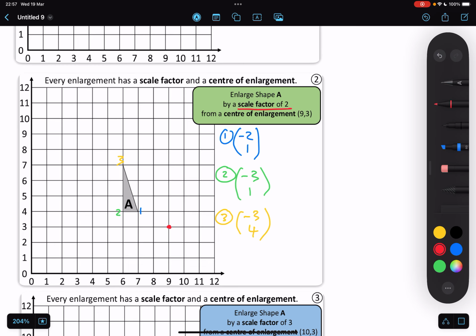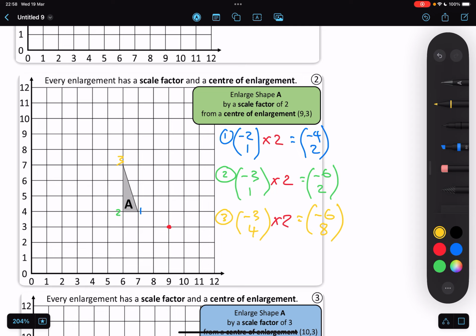Scale factor is 2, so we're going to be doing twice the journey. So to do twice the journey, we're going to multiply all of our journeys by 2. So for the first one, if we do that, -2 times 2 is -4. 1 times 2 is 2. For the second journey, we're going to have -3 times 2 is -6. And then 1 times 2 is 2. And then for the final journey, we're going to have -3 times 2 is -6. And then 4 times 2 is 8.